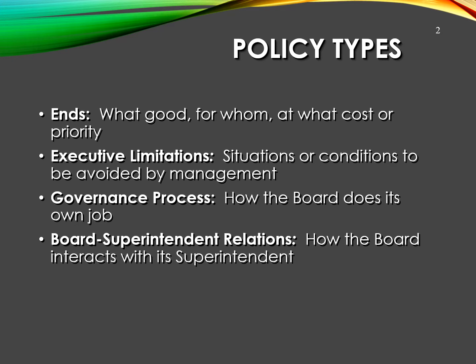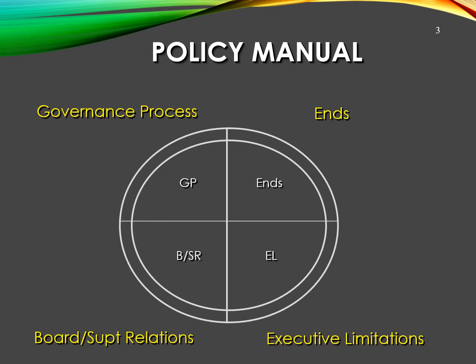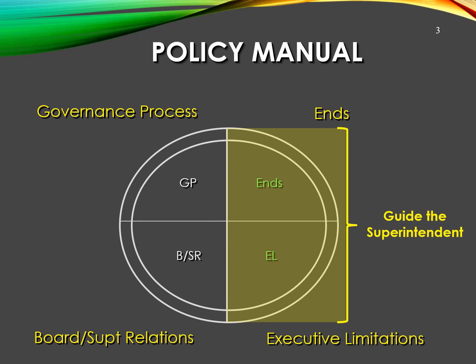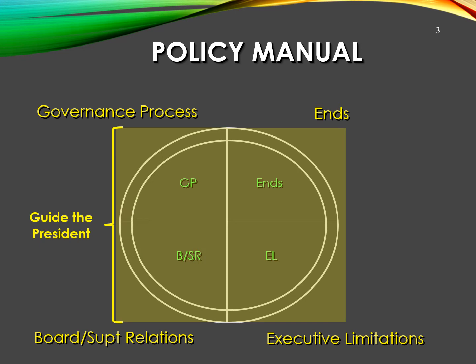Governance process, or board structure and process. And board superintendent relations, or roles. Here are the 4 sets of policy as shown as 4 quadrants in a circle. Again, ends and executive limitations guide the superintendent. Governance process and board superintendent relations guide the president or the board itself.